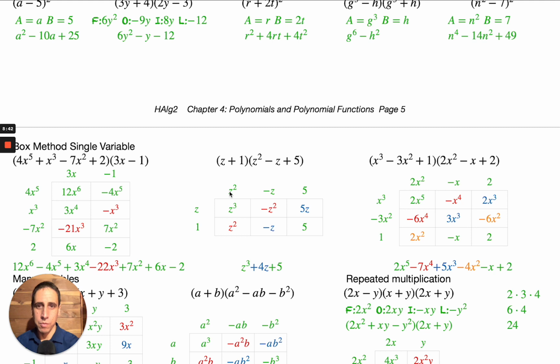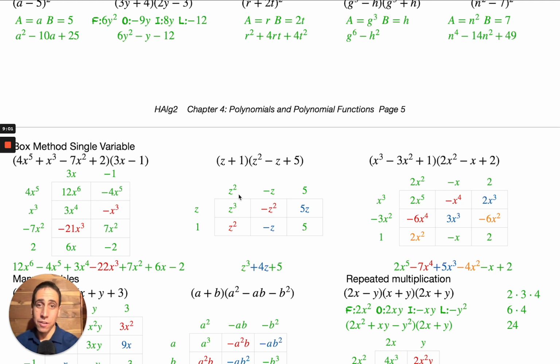And now you can see z squared times z gives you z cubed. And negative z times z gives you negative z squared. 5 times z gives you 5z. Z squared times 1 gives you z squared. Negative z times 1 gives you negative z. 5 times 1 gives you 5.